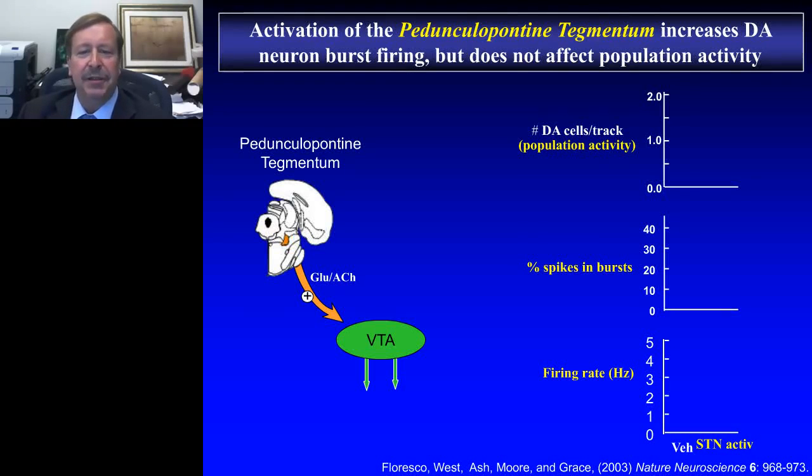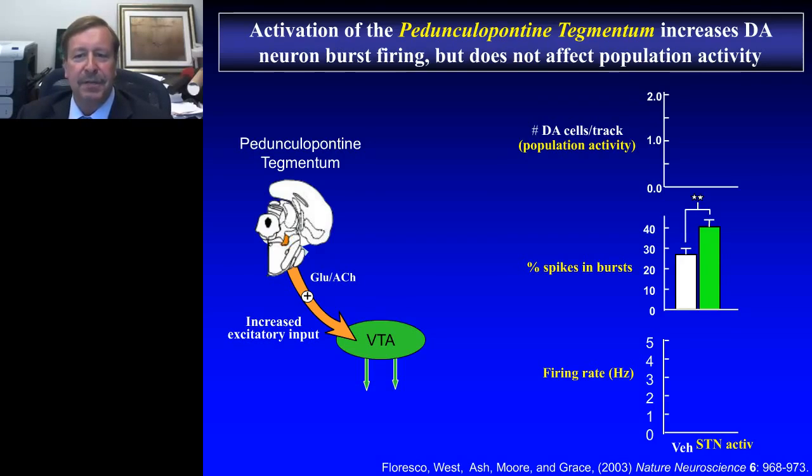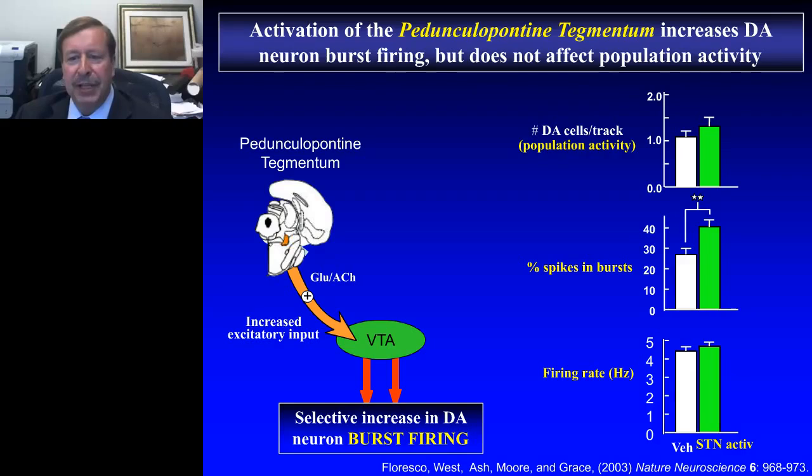Burst firing is actually driven by glutamatergic inputs coming primarily from the pedunculopontine tegmentum. If we activate this area by blocking glutamate and GABA, what we get is an activation of the excitatory drive. This leads to a selective increase just in burst firing, without really affecting the other properties of the neuron as far as the number of neurons firing or firing rate.